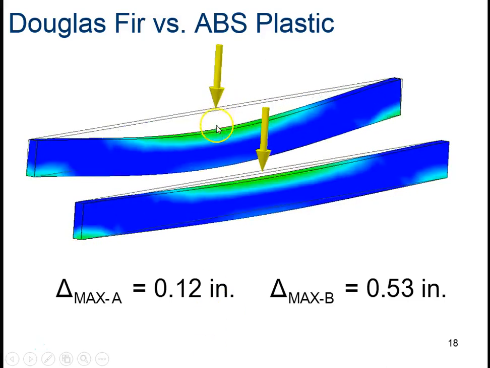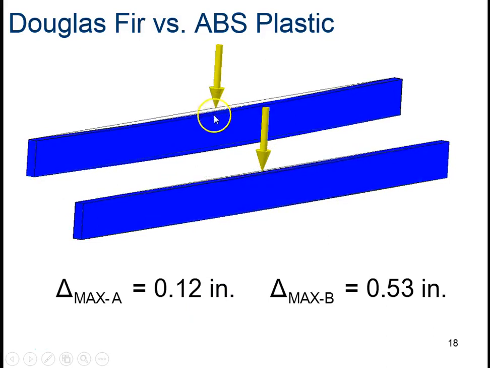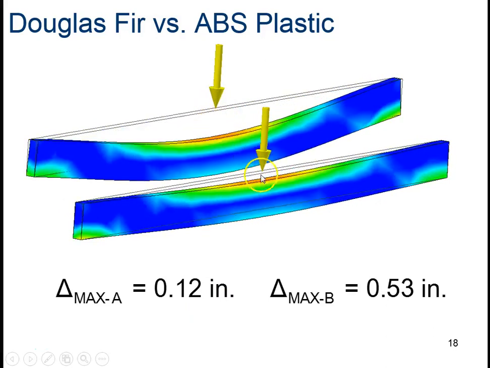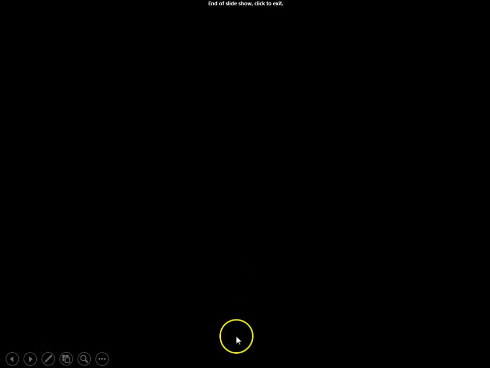So this one is going to have a lot more bend right here, and that's what we're measuring. That'll be a 1/2 inch. This will be 0.1 inches. That's it for the beam deflections.